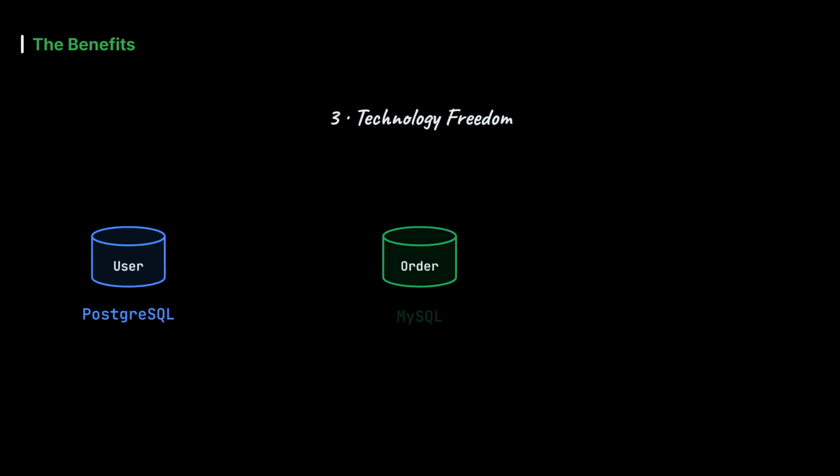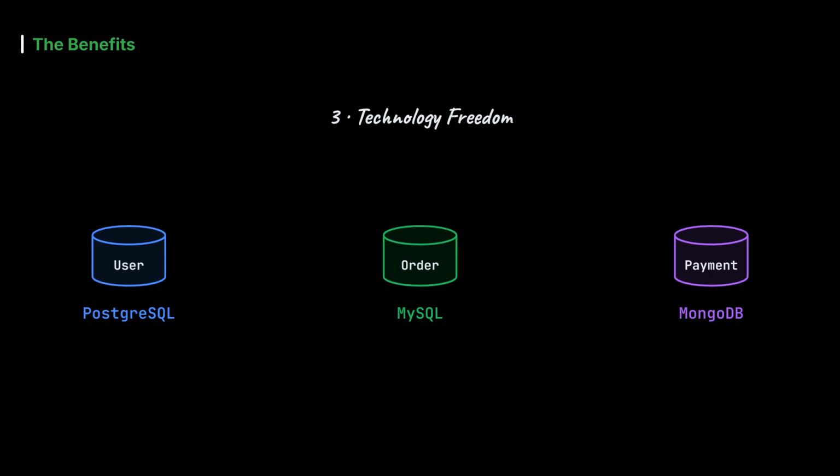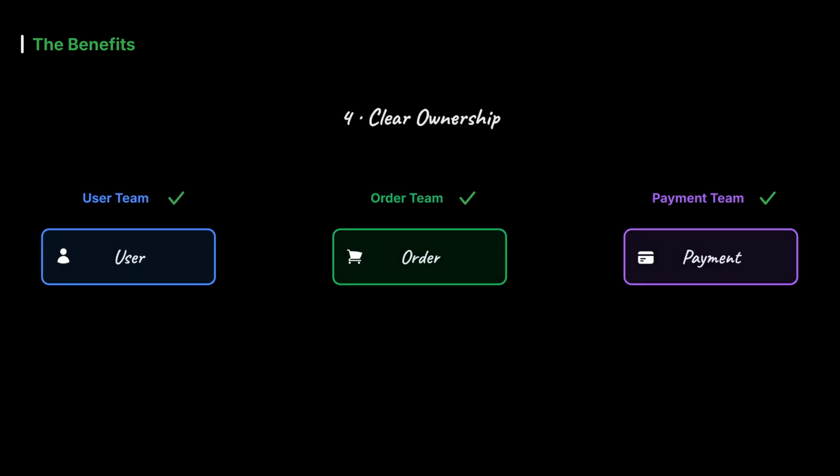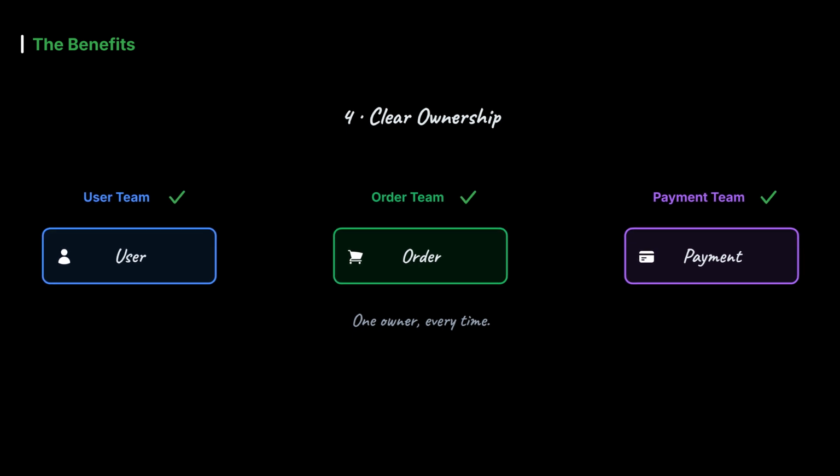Third, technology freedom. Each team can choose the right tool for their work. The user service may use PostgreSQL. The order service may use MySQL. The payment service may use MongoDB. This freedom even has a name: polyglot persistence. And fourth, better ownership. Every service owns its own data. That is it. Responsibilities become very clear. There is never any confusion about which team controls which data.